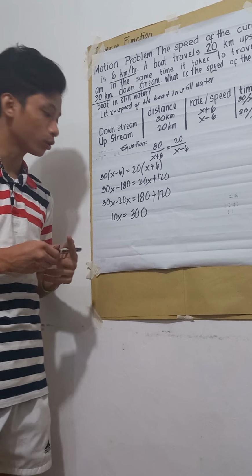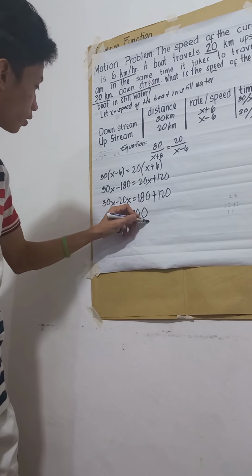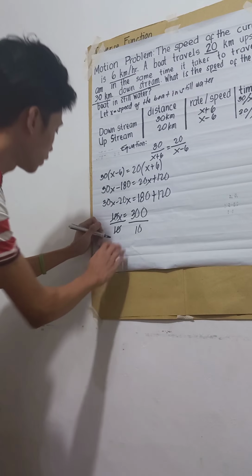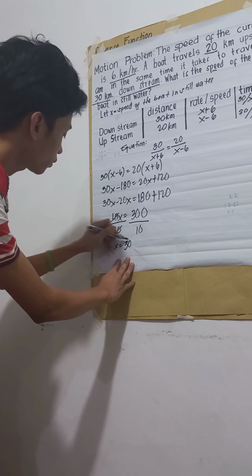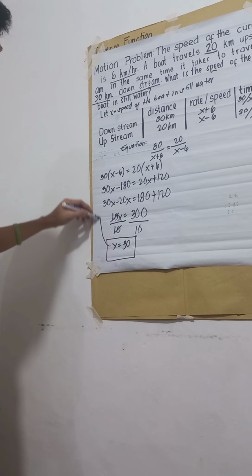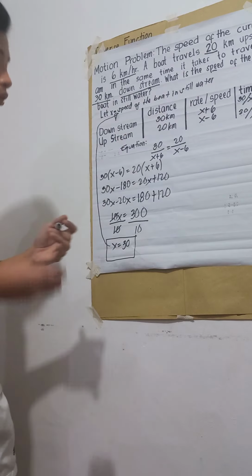Now, we're going to simplify. Divide both sides by 10. So that would be, cancel this one, x equals 30. That's now our, this one, the speed of the boat in still water.